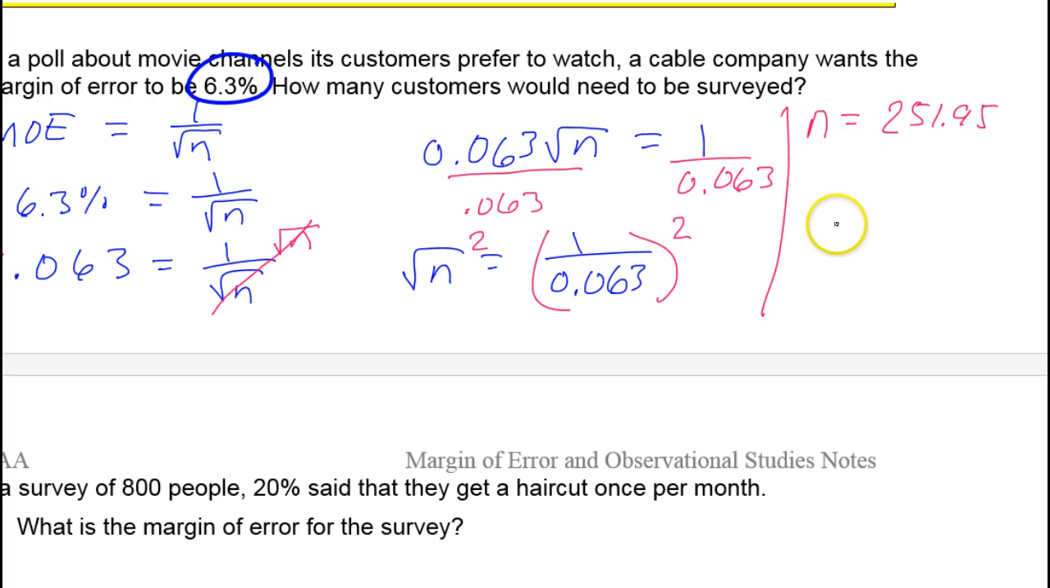Now, what does this n represent? N represents a number of people. So does it make sense to have this being a decimal? So yeah, let's go ahead and round that to the next highest person. No, because we need that margin of error to be as close to 6.3% as possible. So we'll just go to the nearest person. The nearest person. So that would be 252 people. So that would be your final answer.